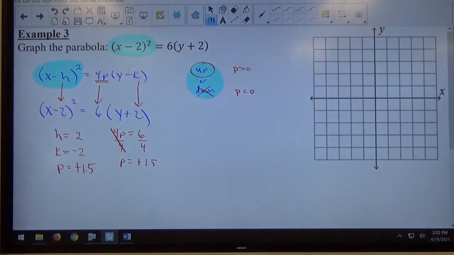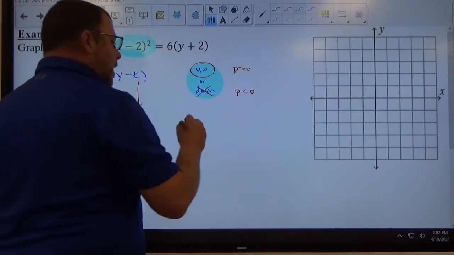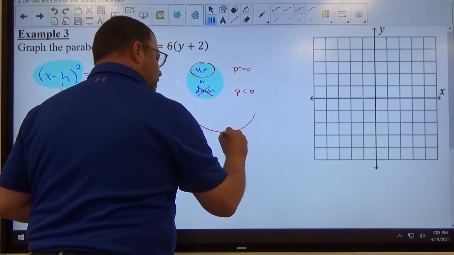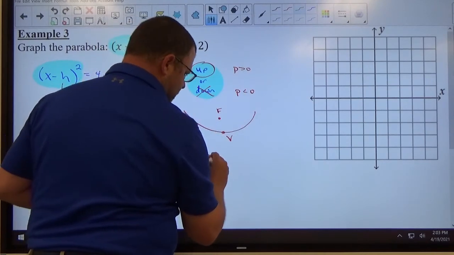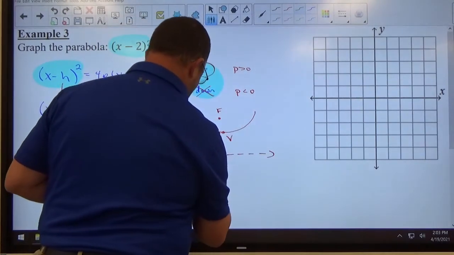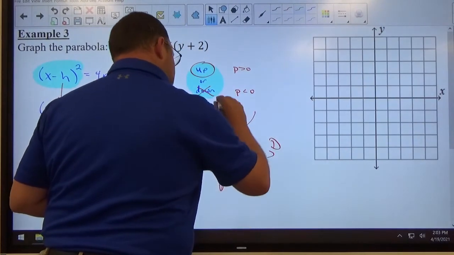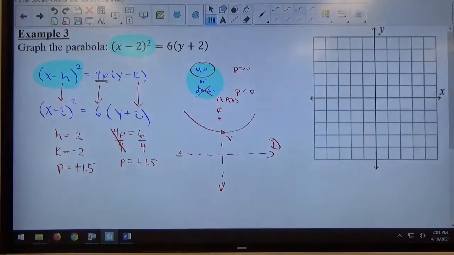Okay. Now, just to refresh your memory on what we saw last week about graphing parabolas and the graphs of parabolas themselves, an up parabola looks like this. It's got a parabola shape. There's the vertex. There's a focus in here somewhere. There's a directrix that runs horizontally, and there's an axis of symmetry that runs vertically. Right? That's what a parabola looks like.